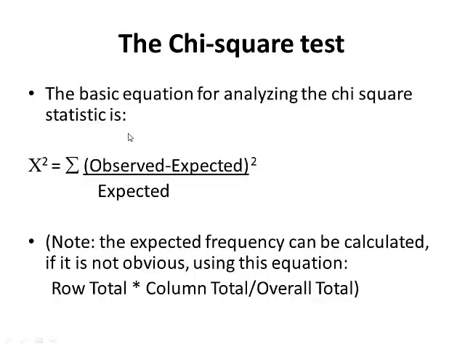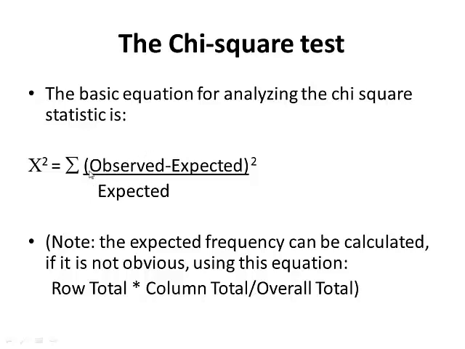The basic equation for analyzing the chi-square statistic is this symbol here, the x squared. It represents the chi-square. So that's the symbol for chi squared. Chi squared equals the sum. Remember that sigma represents the sum of the observed minus expected values squared divided by the expected values. And so that is observed minus expected for each cell in our table.